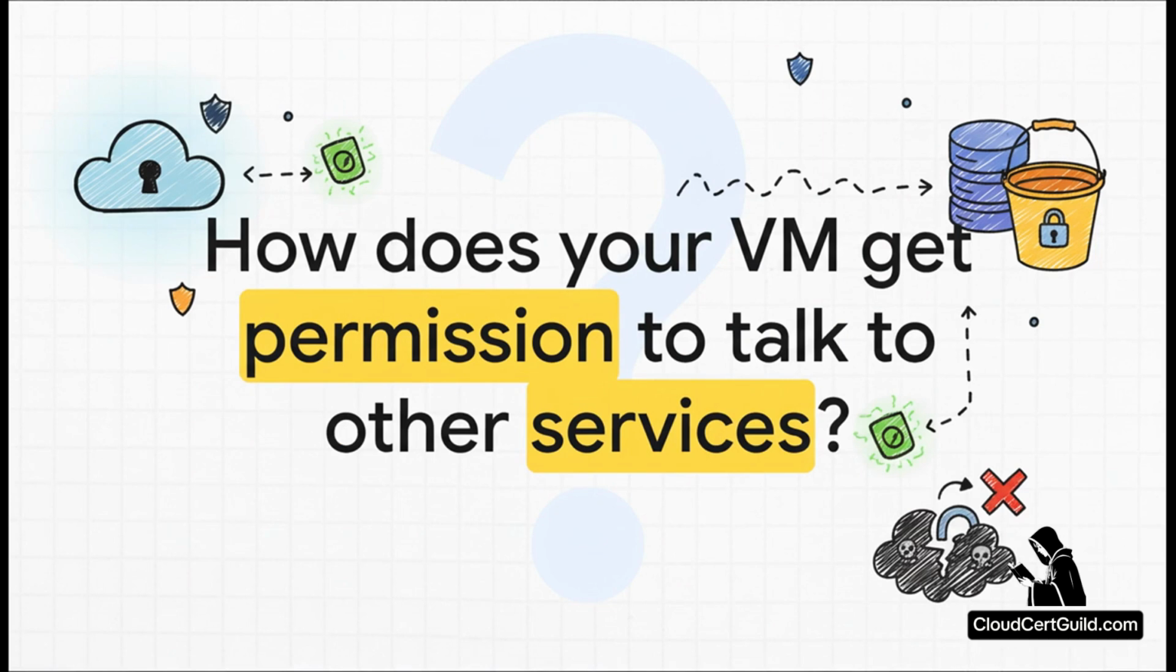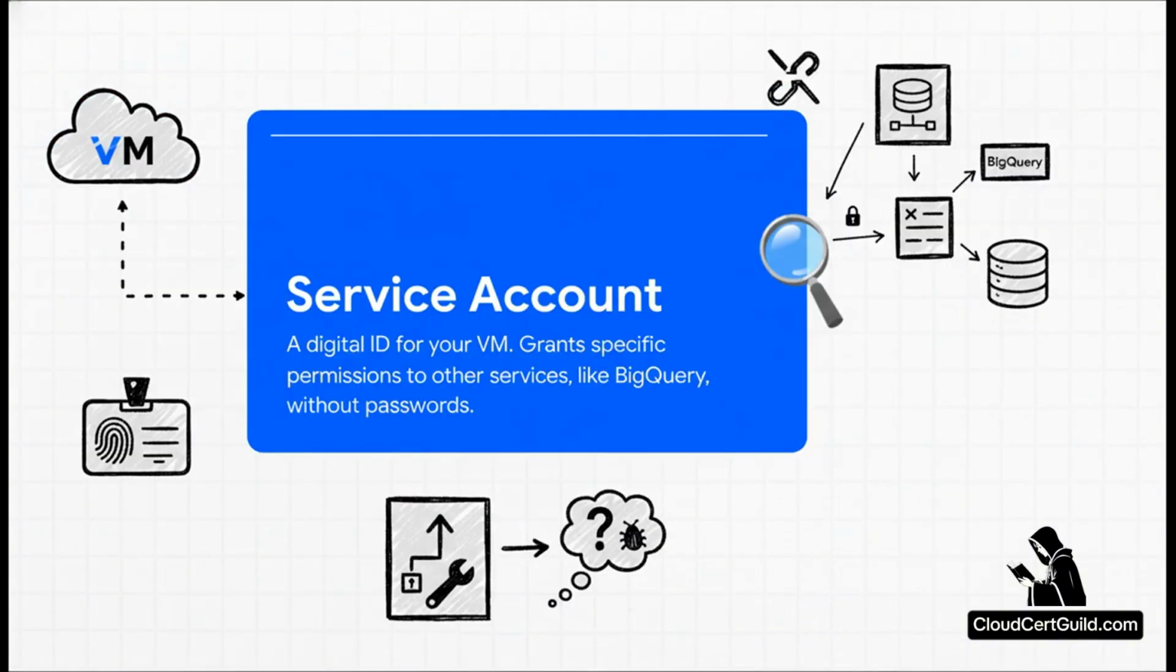All right, so our VM is up and running. Awesome. But it doesn't live in a bubble. It's probably going to need to access other things, like a database, or maybe a storage bucket. So how does it prove it has permission to do that? You definitely don't want to be storing passwords in your code. That is a massive security risk. Well, the answer is something called a service account.